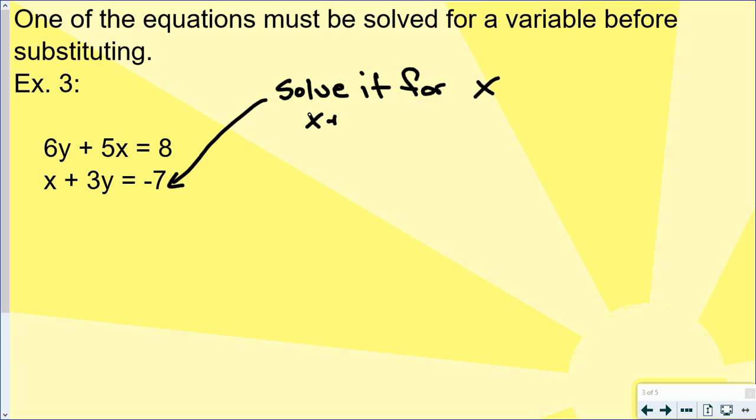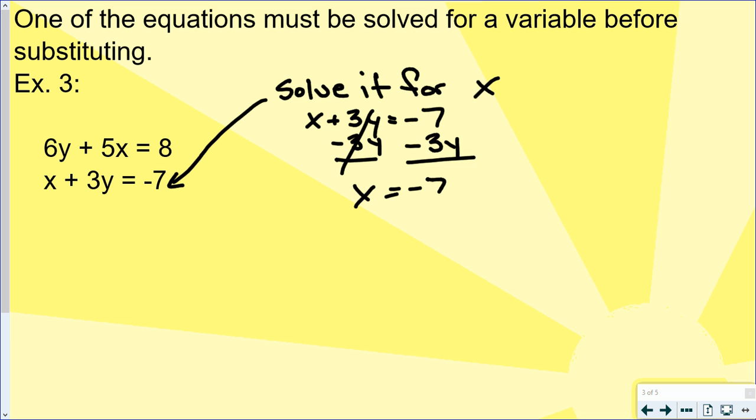So let me do that real quick. x plus 3y equals -7. So subtract 3y from both sides. Those go away. x equals -7 minus 3y.